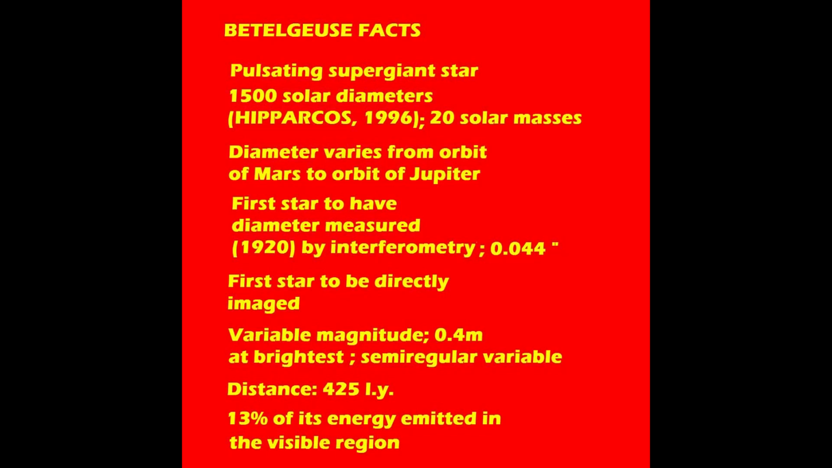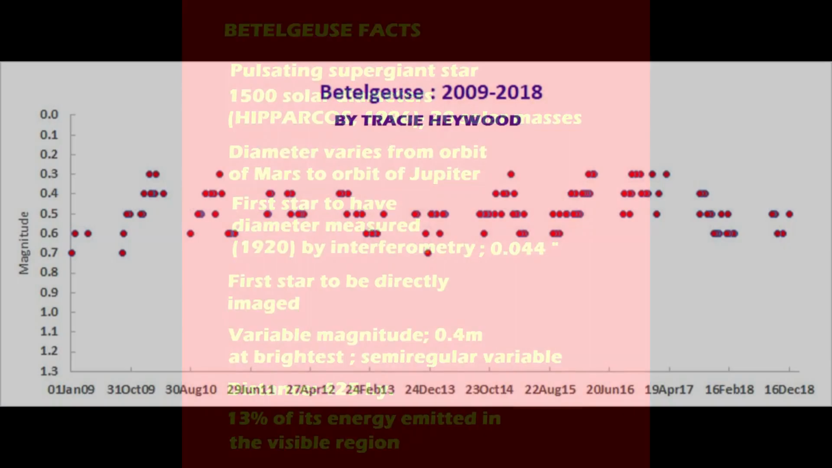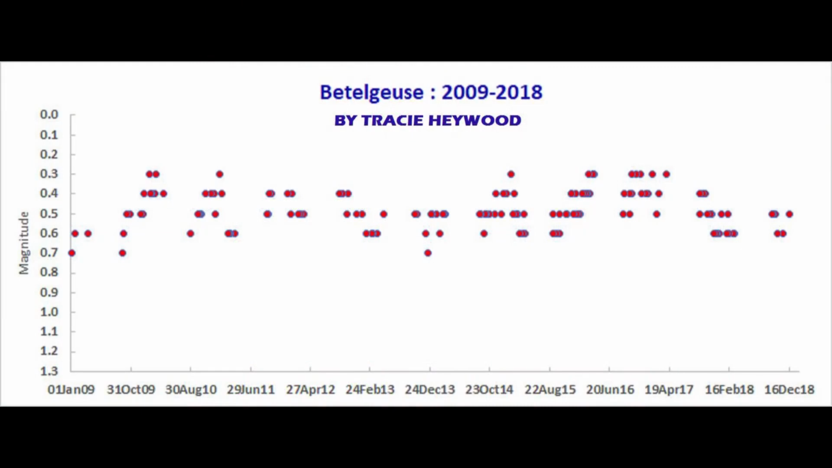So it's a variable star. The brightest it's ever been is about 0.4 magnitude, and it's classed as a semi-regular variable. It's 425 light years away, and as we can see here, most of its energy isn't emitted in the visible region. I had a look on the BAA website to see which members might have been observing this. I found these results by Tracy Haywood, which cover a 10-year period, and we can see there's quite a bit of variation. However, for the period that she's observed, up to 2018, the star was quite bright.